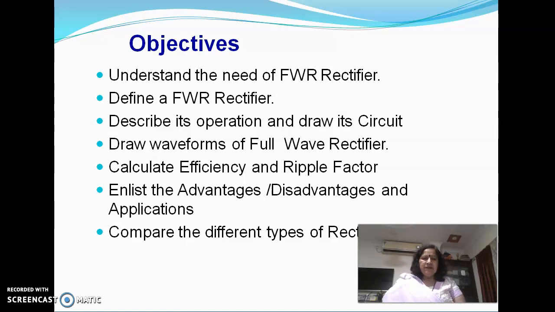This video has been designed with the objective that after observing this video, learners should be able to understand why a full wave rectifier is needed, how to define a full wave rectifier, describe the operation, draw its circuit, draw waveforms of full wave rectifier, calculate the efficiency and ripple factor, and list advantages, disadvantages, and applications, and of course, compare the different types of rectifiers.